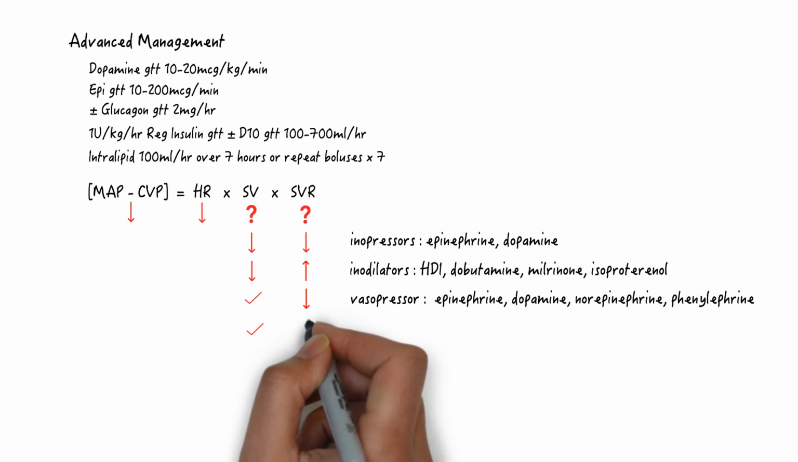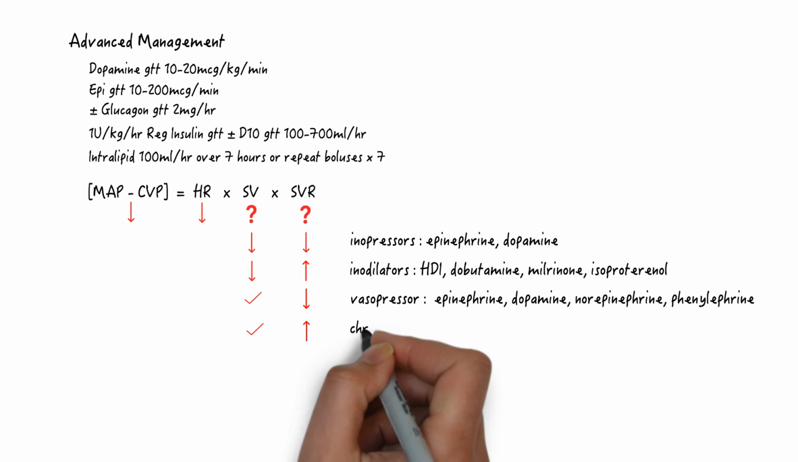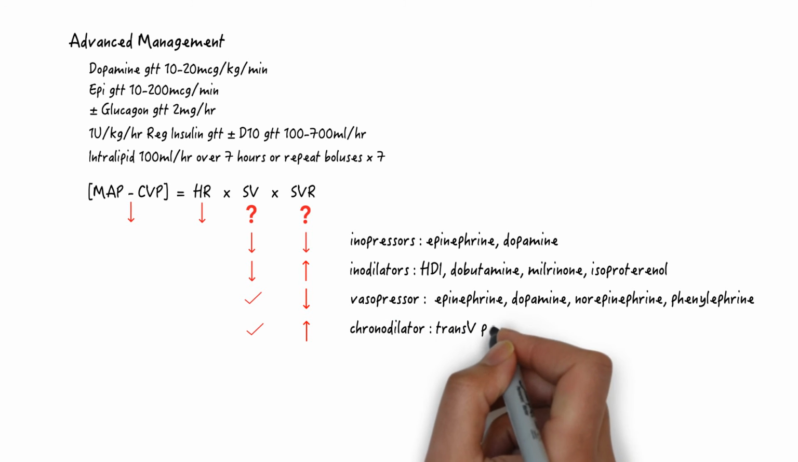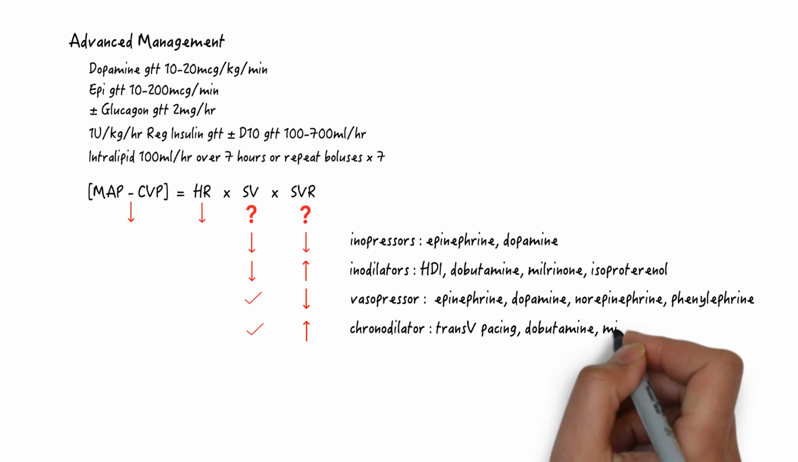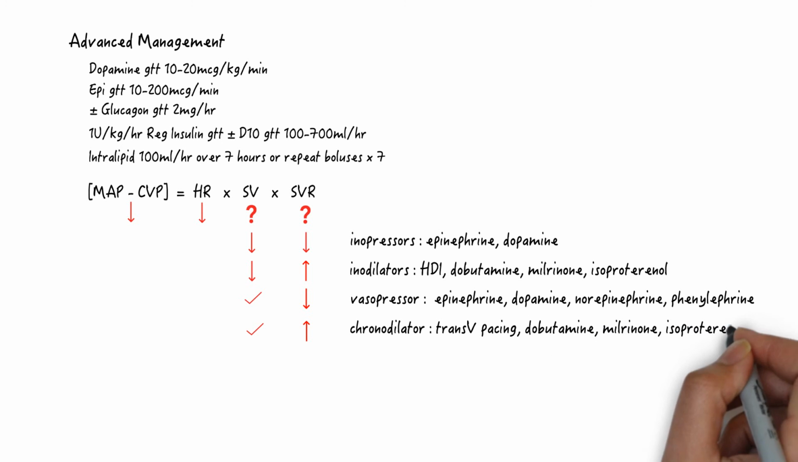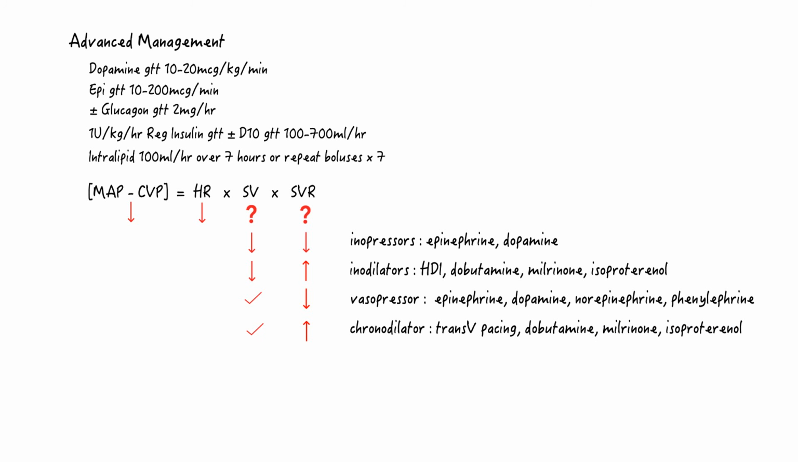The fourth scenario is that the stroke volume is okay, but the SVR is very high. This means that the bradycardia is purely responsible for hypotension, and you will need a chronodilator. Consider transvenous pacing if there is low likelihood of digoxin overdose. Dobutamine, milrinone, and isoproterenol can help in these cases.